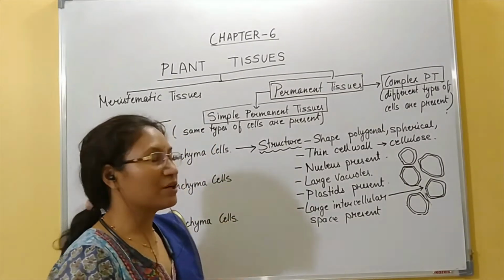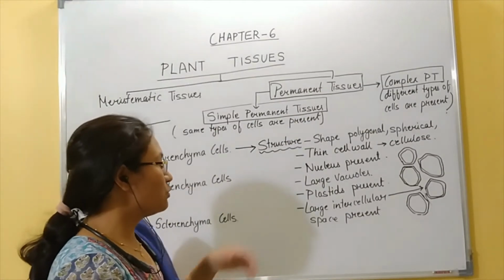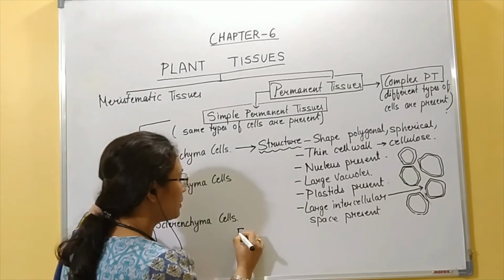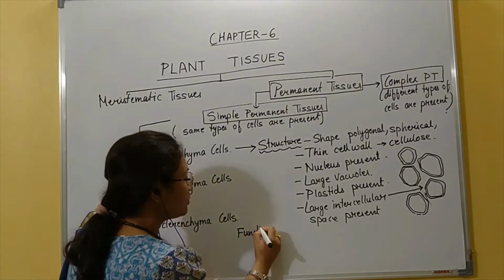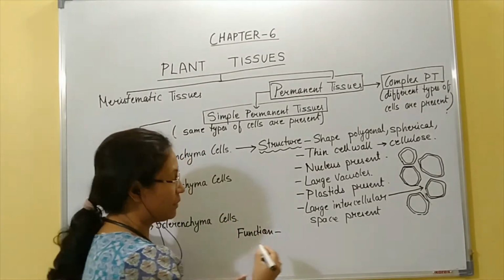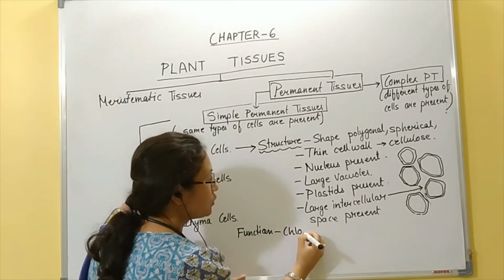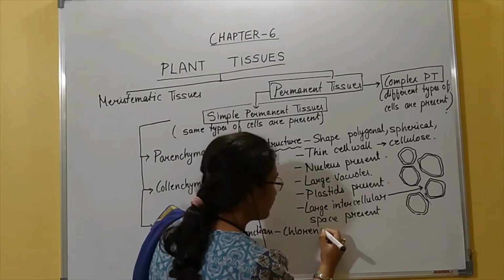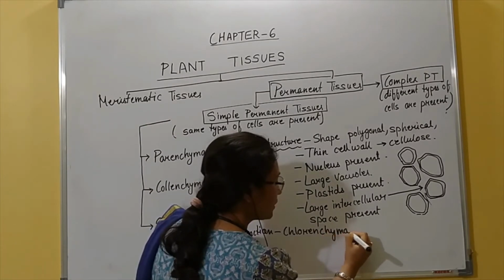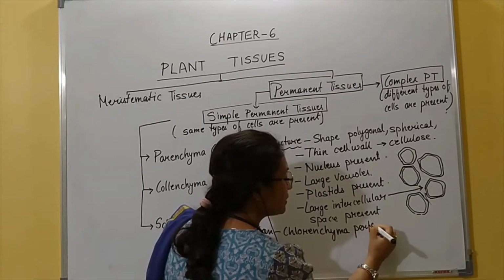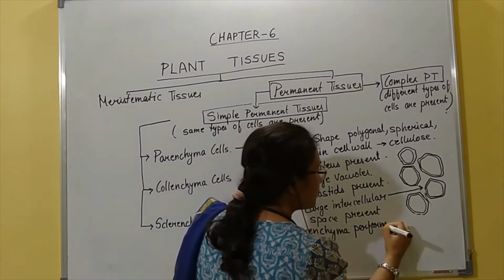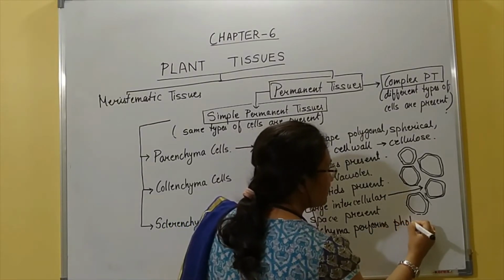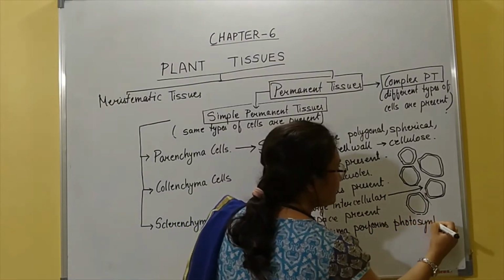And what will be the function of this kind of cells? As you know, some of them will perform photosynthesis, which are called chlorenchyma. So chlorenchyma, as in chlorophyll, chlorenchyma performs photosynthesis.